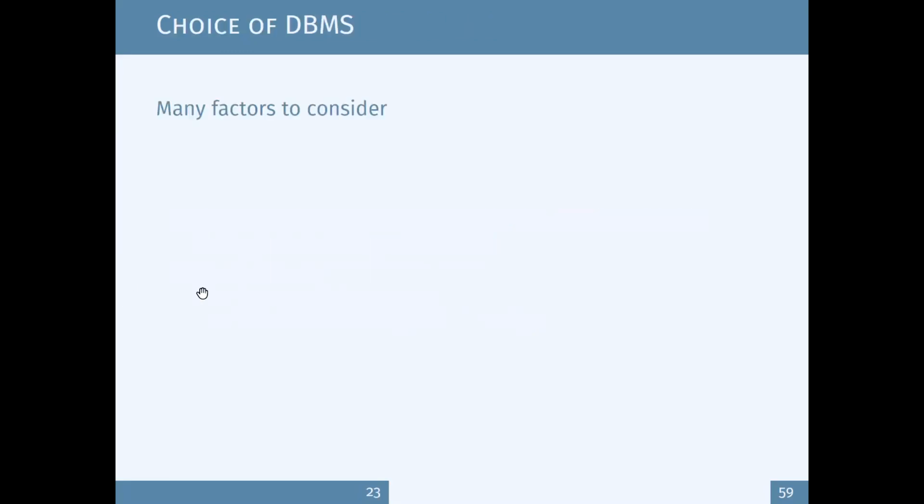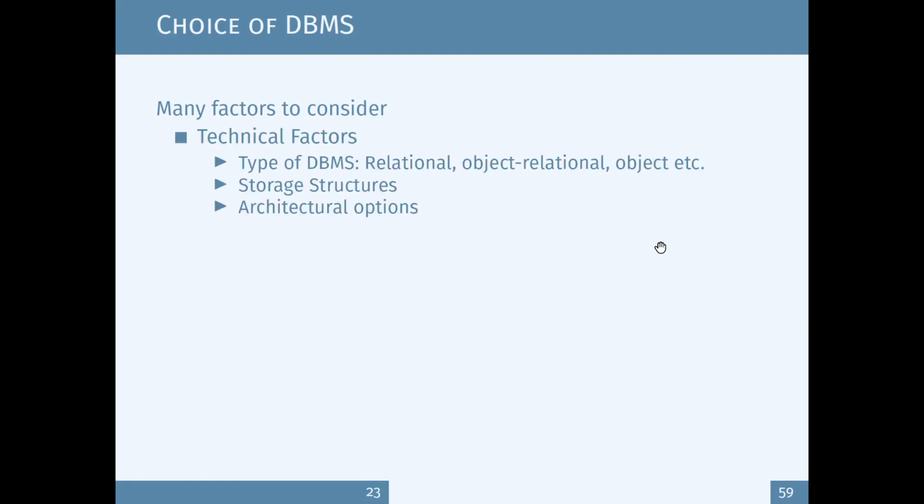The next one is choice of DBMS. There are a few factors you can think of. First of all, technical factors: you have to decide on the type of database management system. There are relational databases, object relational databases, object databases, and so on. Then look at the storage structures and any architectural options.